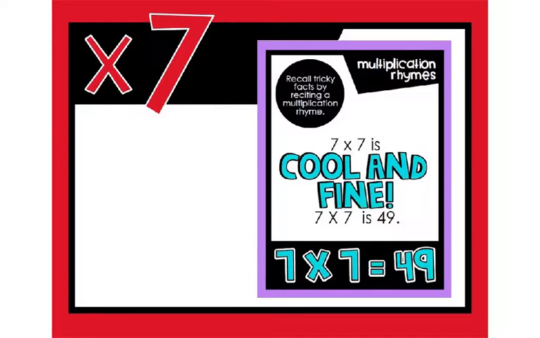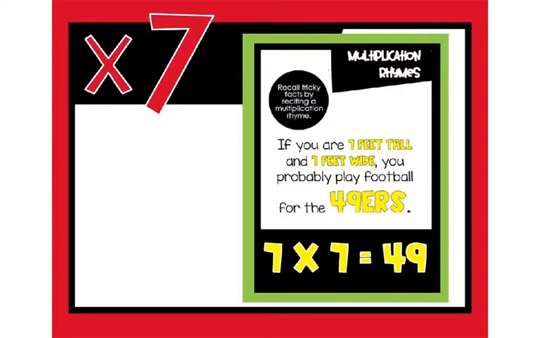7 times 7 is cool and fine. 7 times 7 is 49. If you are 7 feet tall and 7 feet wide, you'll probably play football for the 49ers. 7 times 7 equals 49.